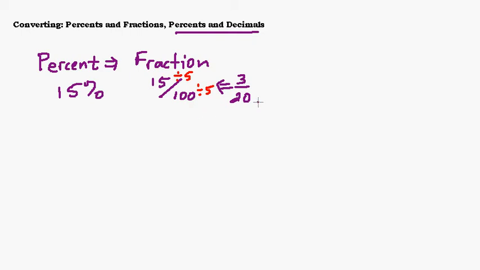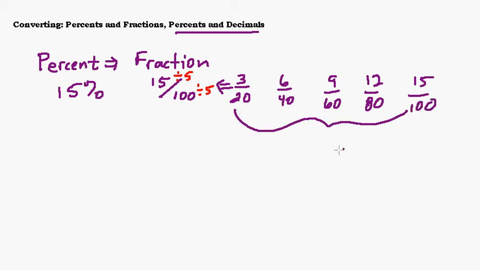If we took these 3 out of 20 and expanded it, we'd have 6 out of 40. Got another 20 people, we'd have 9 out of 60. We got another 20 people, we'd have 12 out of 80. And if we got another 20 people, we'd have 15 out of 100. Which is 15%. So all of these are 15%. Hopefully that makes sense.